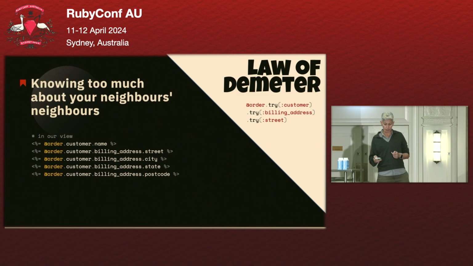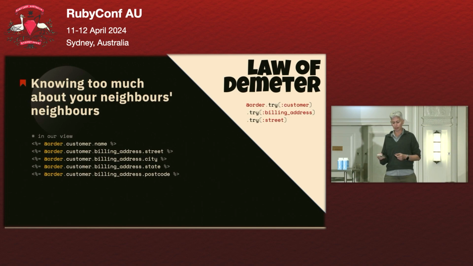A better way, before I go to a better way, usually we have a different problem here, that some of those things might be nil. So if we validate that we have a customer, great, but what if the customer doesn't have a billing address?